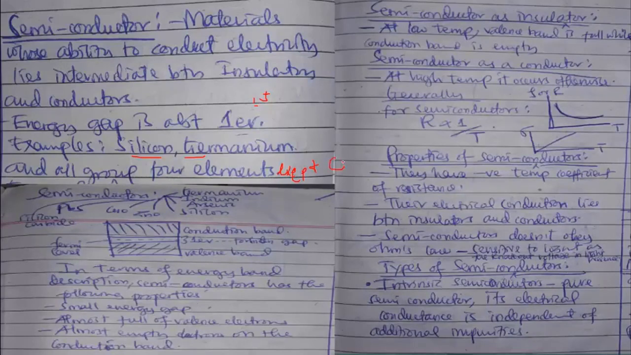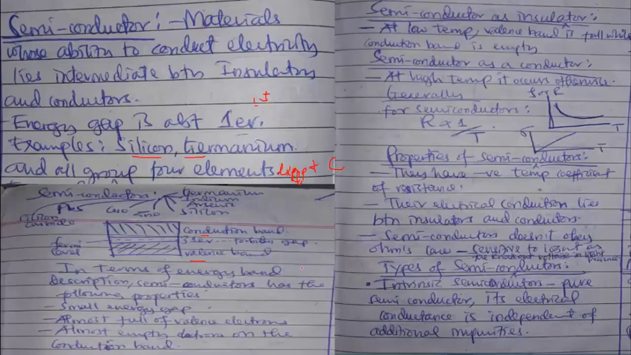Carbon is a very good conductor. So as you can see, the description of energy bands in a semiconductor is such that the energy forbidden gap is small, about 1 electron volt. We have the conduction band and the valence band there. Some examples of semiconductors: germanium, indium arsenide, silicon, zinc oxide, etc.